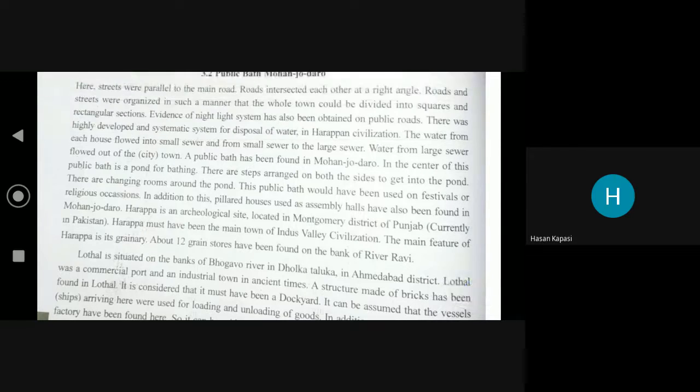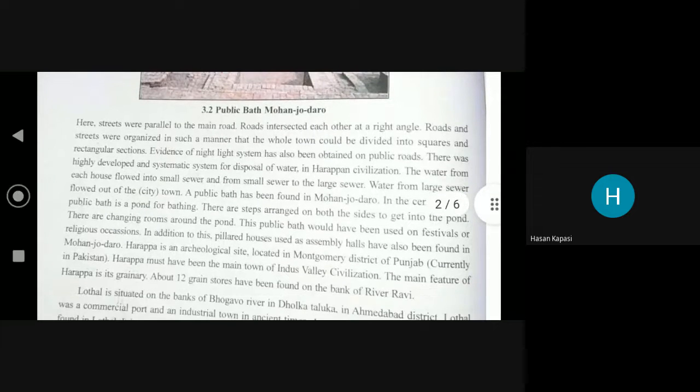So we'll quickly revise this paragraph of the public bath of Mohenjo-daro. Ayaz? Ayaz is not audible. Anyone else would like to revise? Yes, Hasan Kapasi, you can.